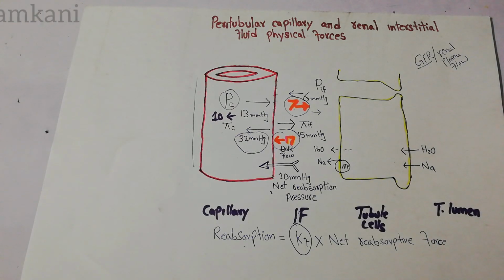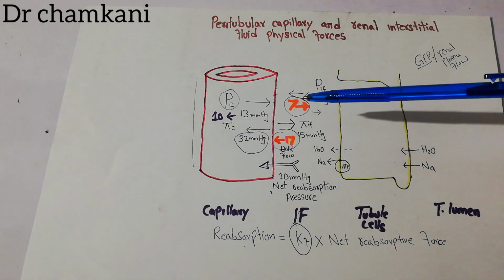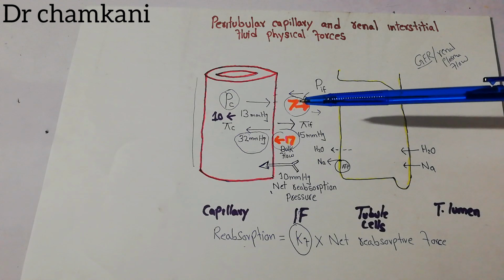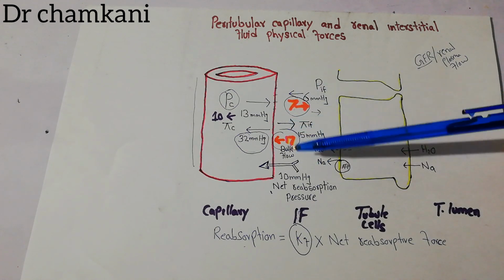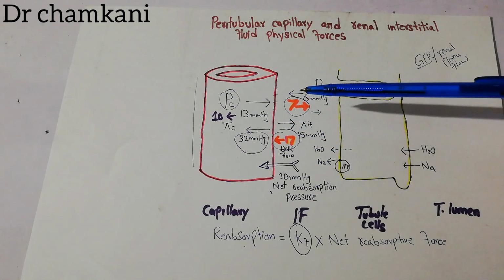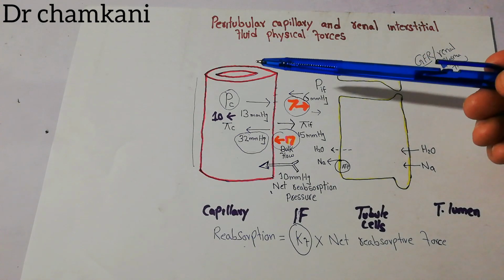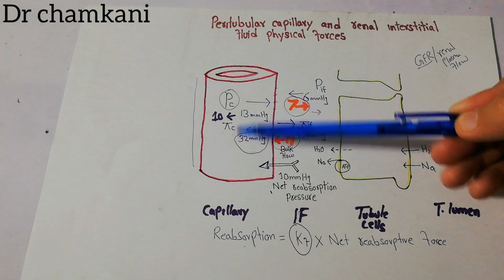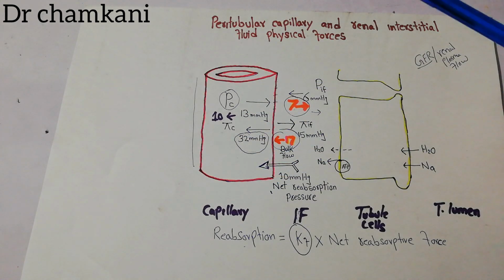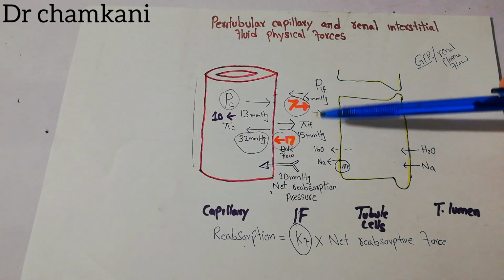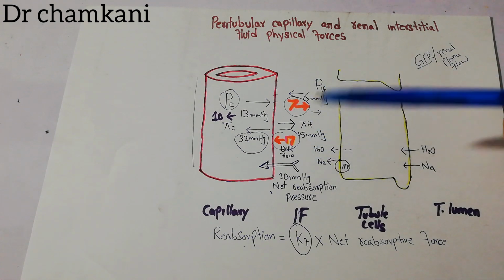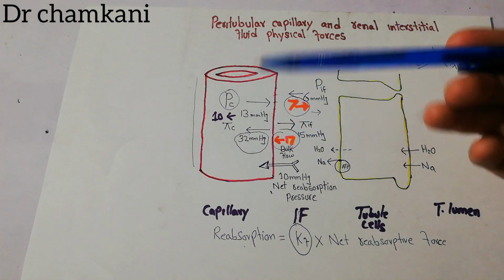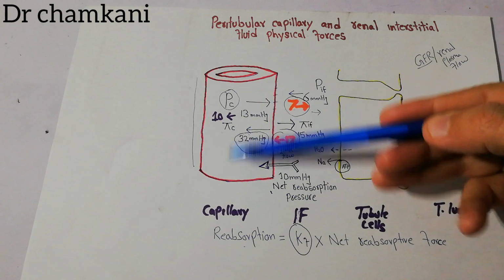Today in this lecture, we are going to discuss the importance of hydrostatic pressure and colloid osmotic pressure in the renal interstitium. Previously, we have discussed in detail the importance of hydrostatic pressure and colloid osmotic pressure in the reabsorption of fluid into the peritubular capillaries. Now, we will discuss the importance of hydrostatic pressure and colloid osmotic pressure in the renal interstitium and their importance in reabsorption of fluid in the peritubular capillaries.